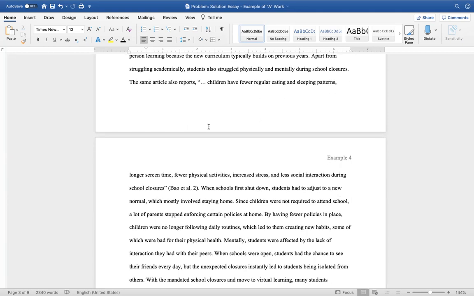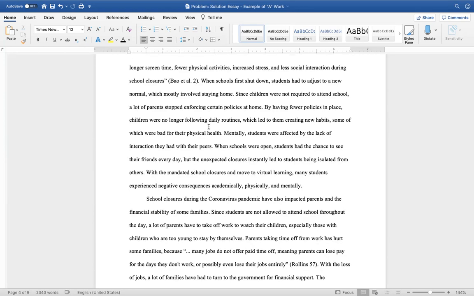Apart from struggling academically, students also struggled physically and mentally during school closures. The same article reports that children have fewer regular eating and sleeping patterns, longer screen time, fewer physical activities, increased stress, and less social interaction during school closures. When schools first shut down, students had to adjust to a new normal, which involves staying home. Since students were not required to attend school, a lot of parents stopped enforcing certain policies at home. By having fewer policies in place, children were no longer following daily routines, which led them to creating new habits, some of which were bad for their physical health.